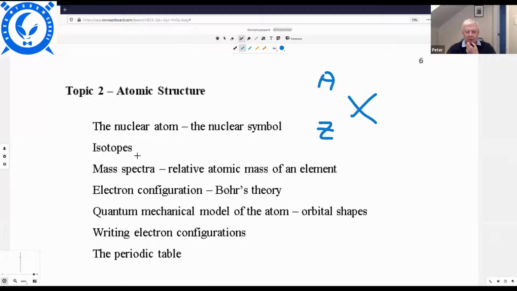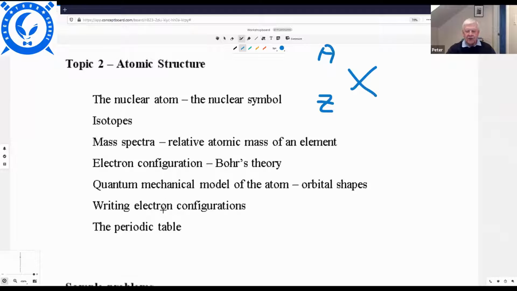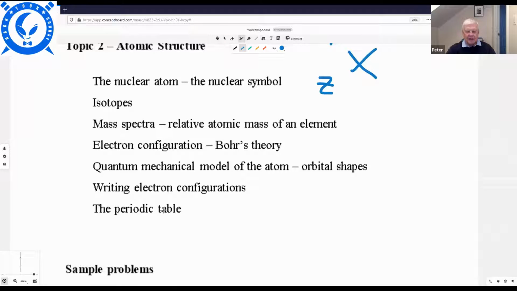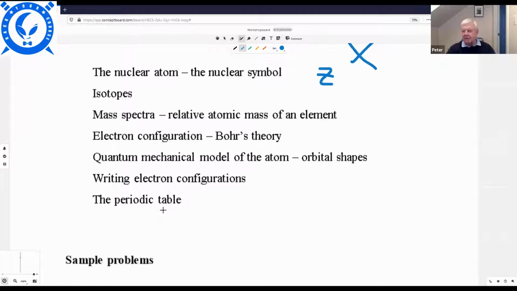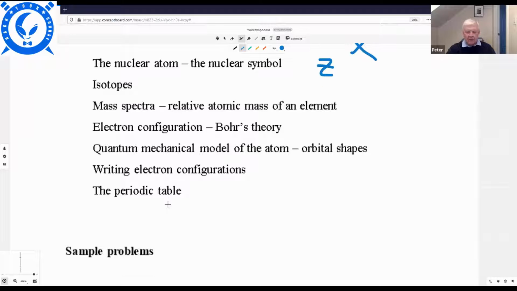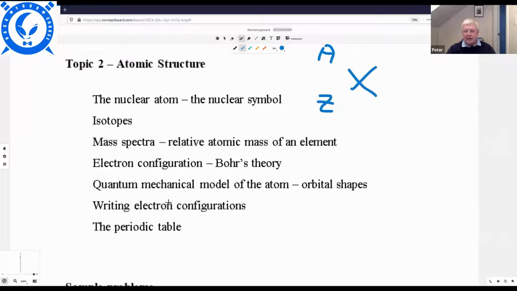All right, then of course you have to worry about isotopes, the mass spectra, electron configuration, Bohr's theory, all this, orbital shapes, and writing electron configurations in the periodic table. You will always have a periodic table handy. That's a very useful guide to keep track of things as atomic structure changes, and particularly useful for topic number 3 of periodicity, when you have to know the trends.